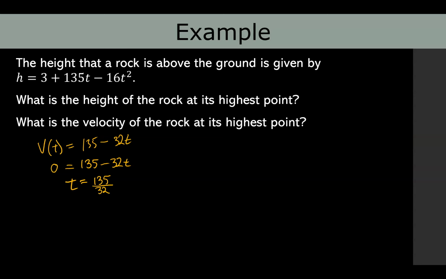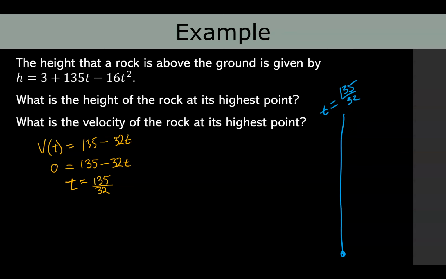So how do we translate the meaning of what we found? Well, what we found is, the rock got launched upwards at time equals, well, again, we knew that was going to be about 4 seconds, 135 over 32. The rock is at its highest point. That's when the rock stops going up and starts going down.